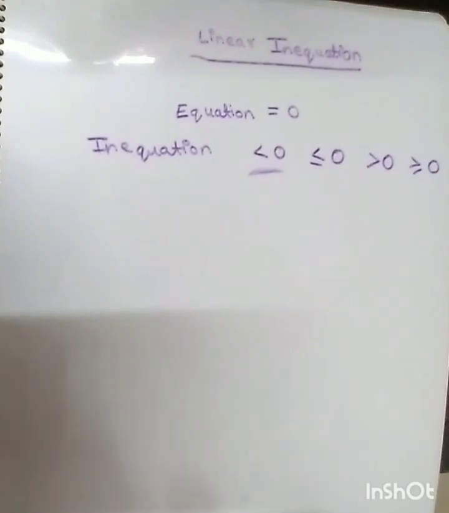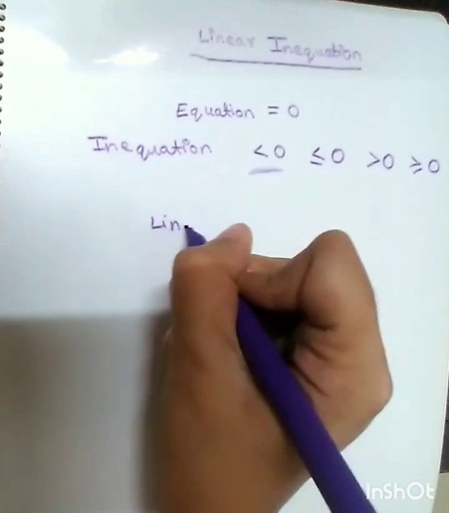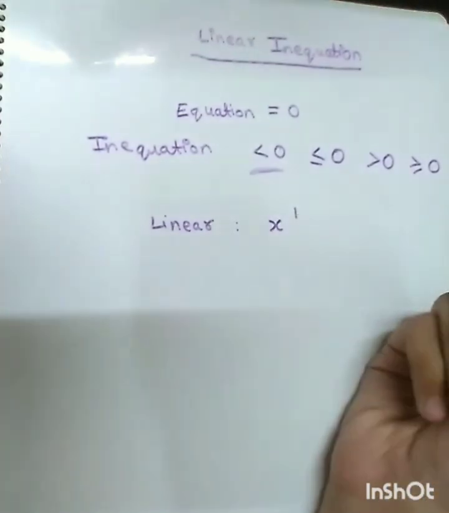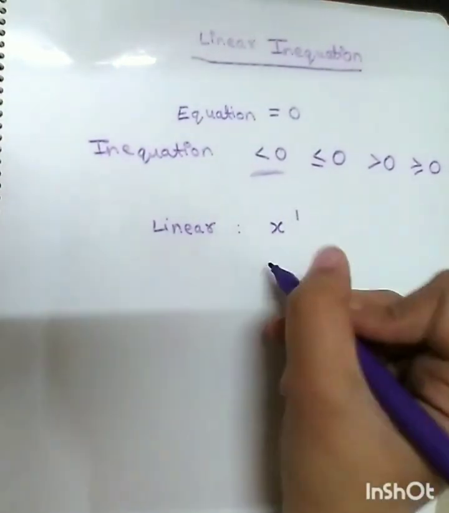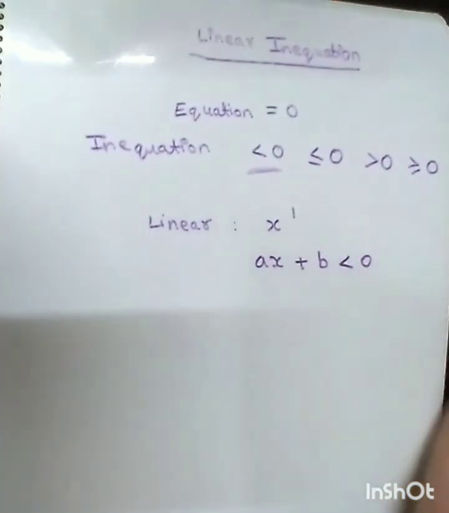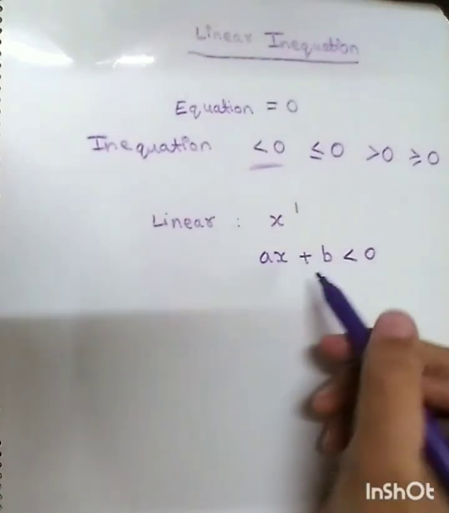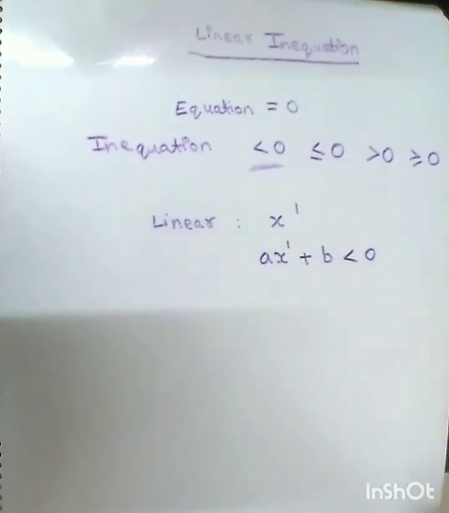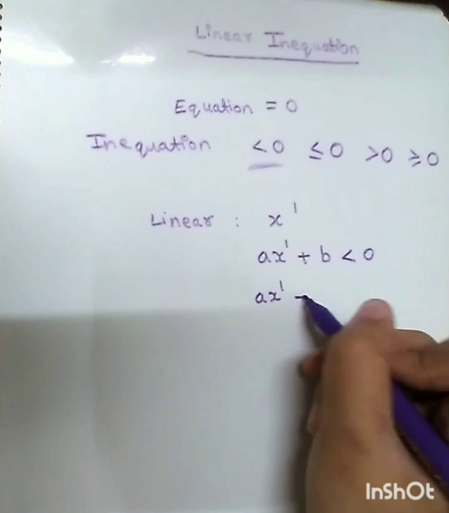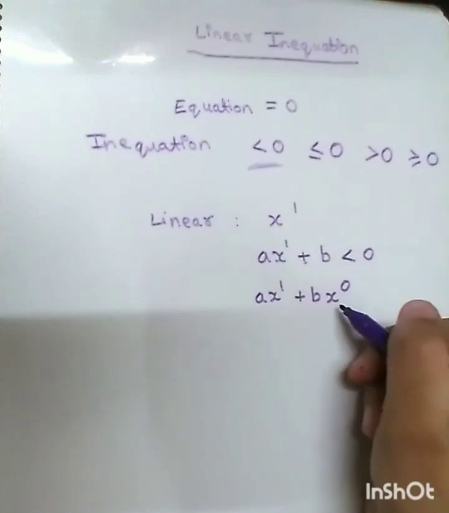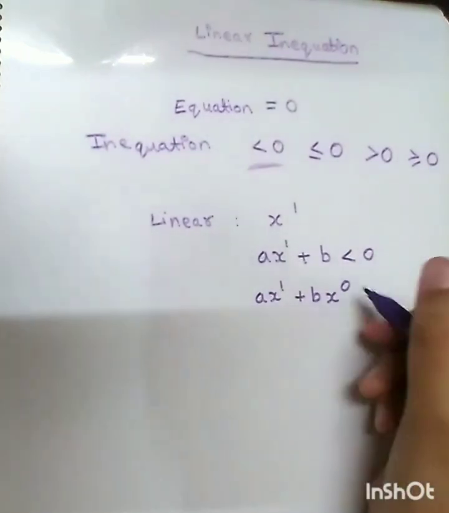Now what is linear inequation? What does the word linear mean? Linear means that the maximum power of the variable x should be 1. So it can be written as ax plus b, let's say, less than 0. Here you will see that x has the maximum power of 1, which can also be written as a into x to the power 1 plus b into x to the power 0, because x to the power 0 means 1. So it implies the same thing.